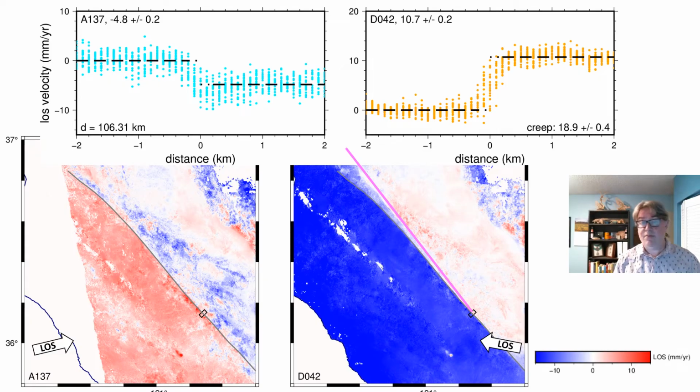So here's one example of a profile offset. We have ascending track 137 and descending track 42. These have line of sight vectors that point in opposite directions, and so given that the motion on this fault segment is predominantly horizontal, we see a reversal of the sense of motion across the fault in these 2 different lines of sight. So there's negative line of sight offset in the ascending data and a positive line of sight offset in the descending data. And when we invert those 2 estimates with information on the fault strike and the line of sight information, we get a creep rate for this particular area of about 19 millimeters per year.